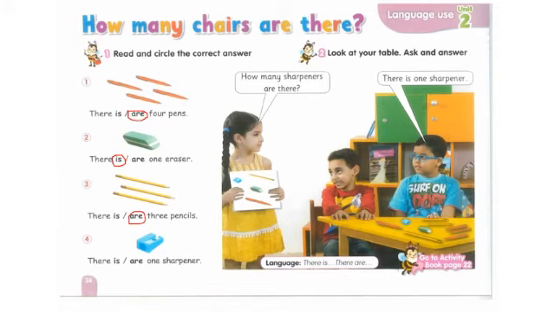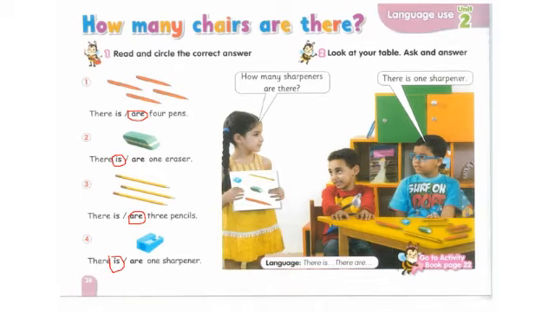Okay, number 4. How many sharpeners do we have here? We have only 1, right? So do you think we're going to say there is 1 sharpener or there are 1 sharpener? There is, because it's only 1, right? Very well. Exercise 2 says, look at your table, ask and answer. This girl here is asking, how many sharpeners are there? And the boy here is answering, there's only 1 sharpener. Can you see it? It's only 1.